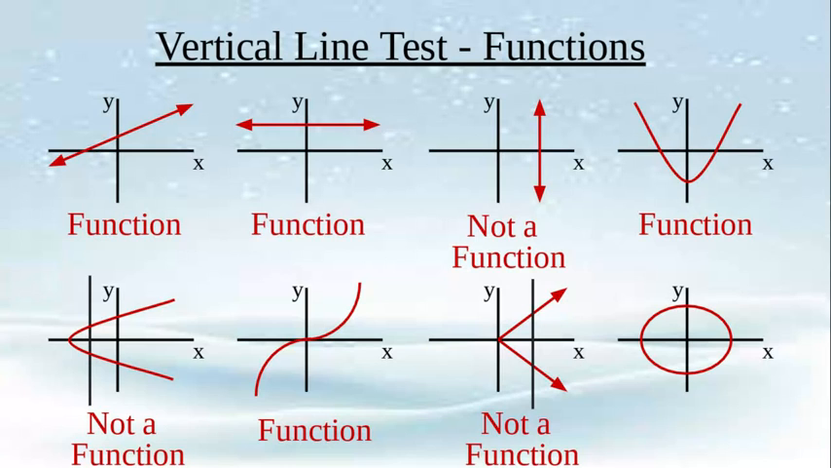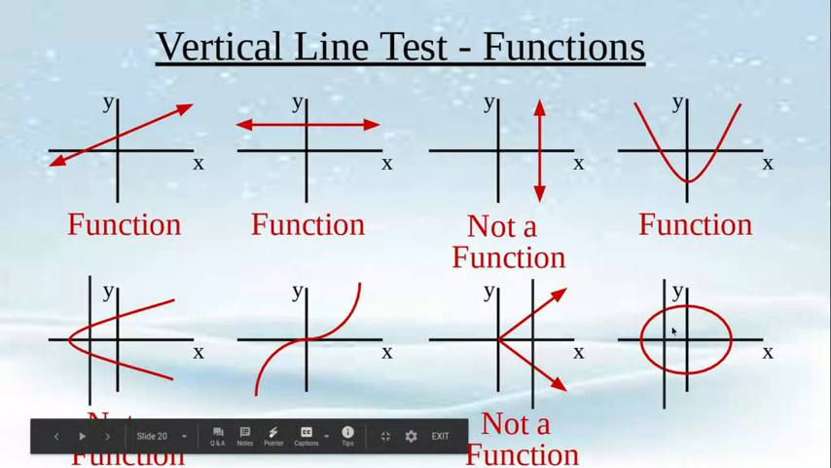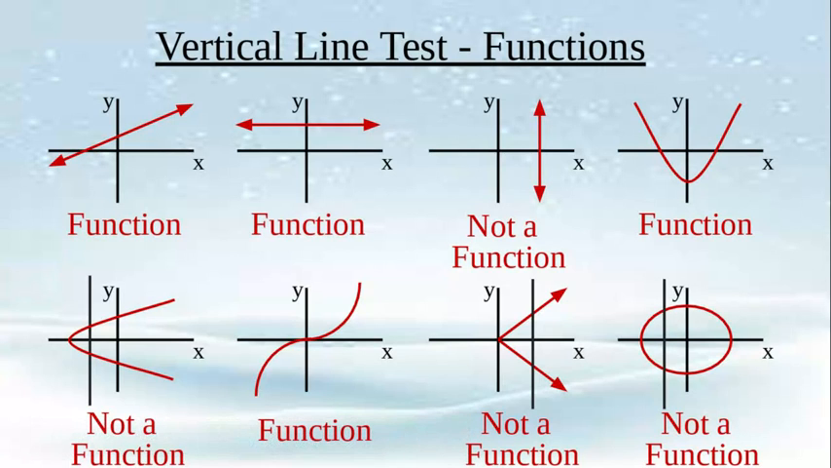So what about that one? Function or not a function? Well, if I draw a vertical line, I can hit the red circle, the oval once, twice, so not a function. So that's all the vertical line test is. If you have a graph and it asks, is it a function? All you do is look at it and see, if I was to draw a vertical line somewhere on there, if I can only hit the line one time, great, that's a function. If I can hit it more than once, it might be twice, it might be 3 times, it might be 4 times, then it's not a function.